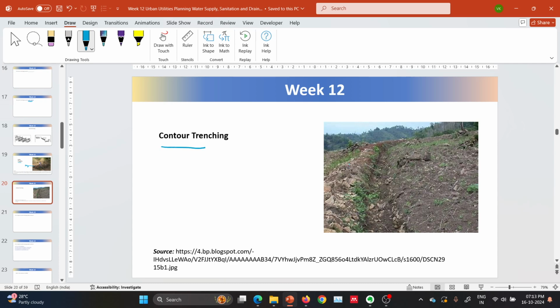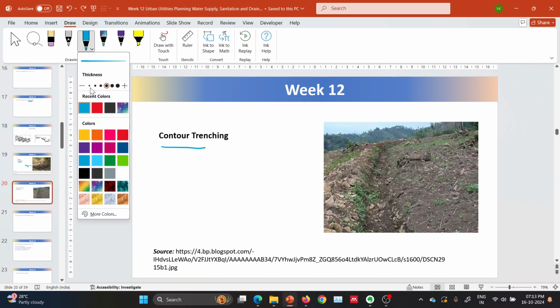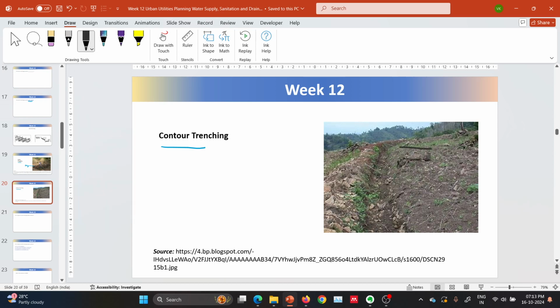Contour trenching. So to arrest the water flow, suppose this is the water flow. So water is going this way, this way. So we are arresting the water, and the water will go through this path, and we can channelize this water to our fields. So this is a method of water harvesting, we can say, and mostly it is used for agriculture.